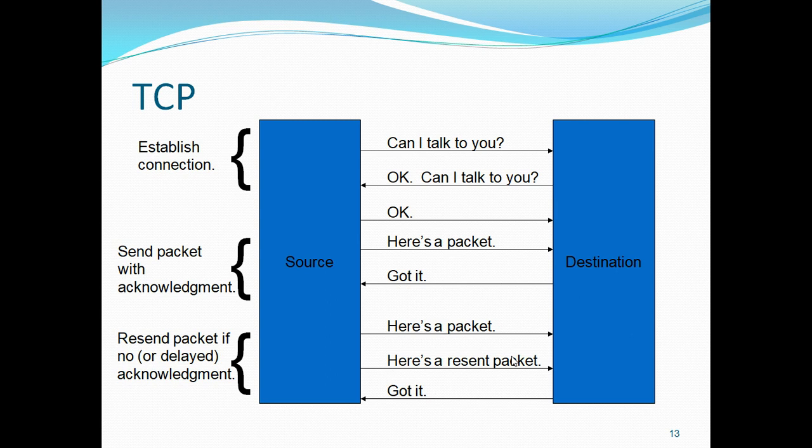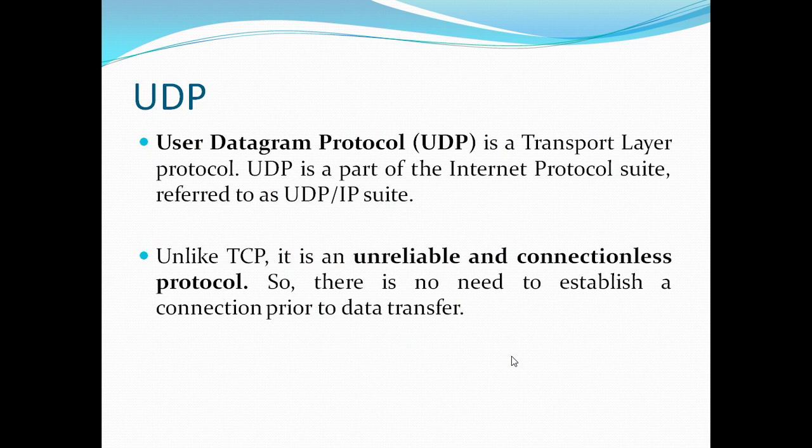Then your handshaking has been done. Then the source will send a packet to the destination. It will send "here is a packet," and the destination will acknowledge that it has got the packet which has been sent by the source. If a packet is not delivered properly, we can resend the packet. So this is how a TCP connection will be established and the data will be transferred between the source and the destination through TCP.